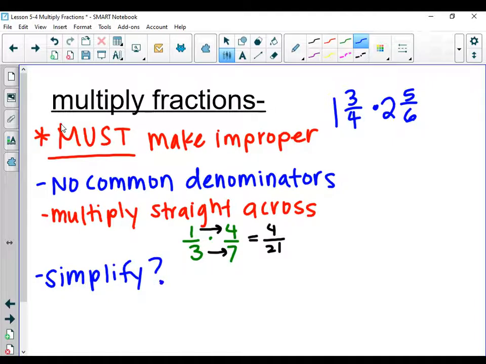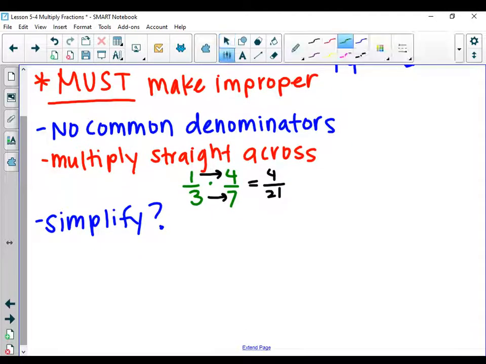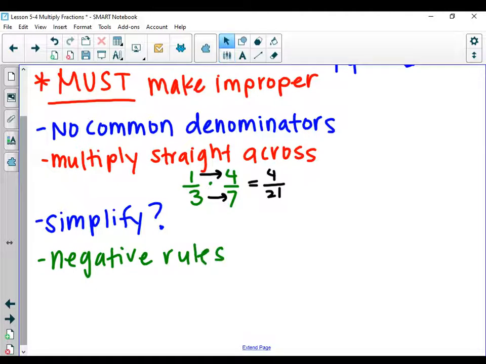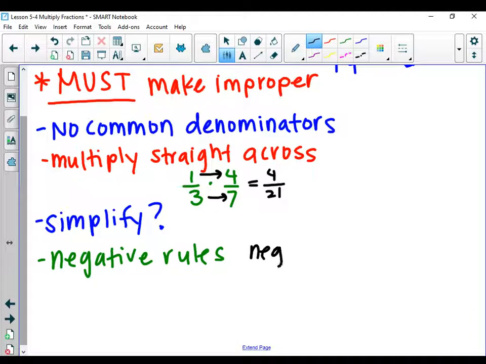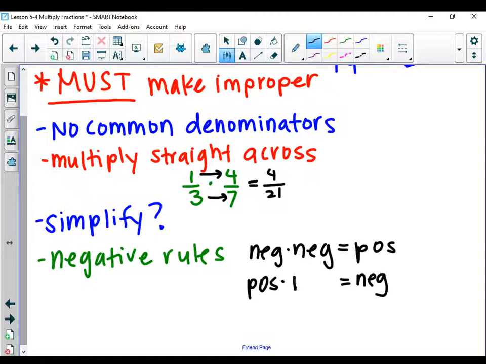Always check if you need to simplify, because no one is ordering 12/24 of something. They are ordering half of something. And then the last thing, the negative rules. A negative times a negative is actually a positive. How do you get a negative answer? One of each gives you a negative answer.